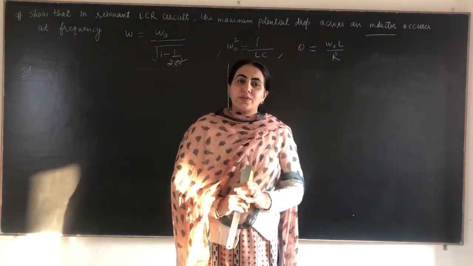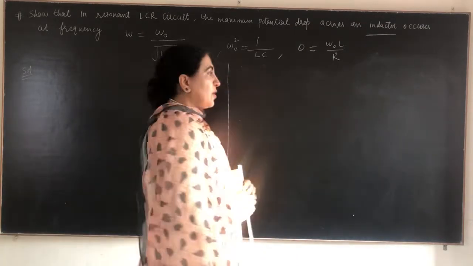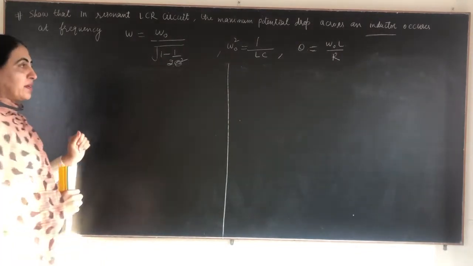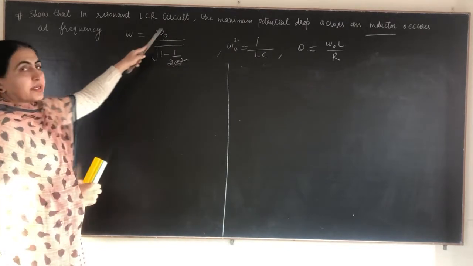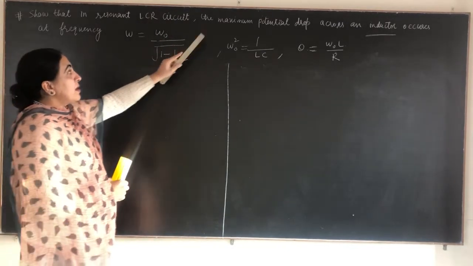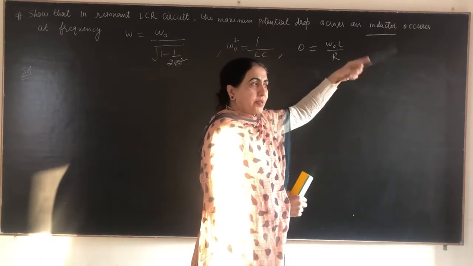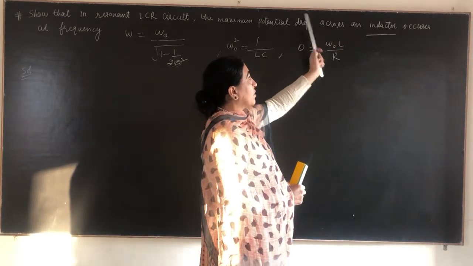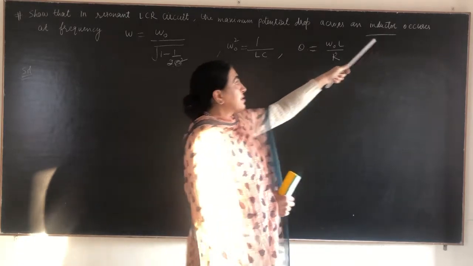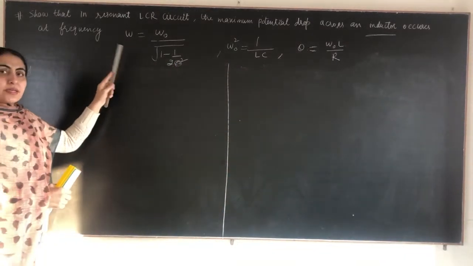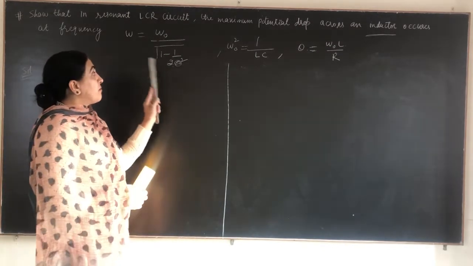So today we are going to discuss a numerical problem which is based on a forced electrical oscillator. The statement of the numerical problem is this: show that in a resonant LCR circuit, the maximum potential drop across an inductor (in the previous numerical we have done across a capacitor) occurs at a frequency omega equal to omega naught over the square root of 1 minus 1 over 2Q squared, where what is Q?